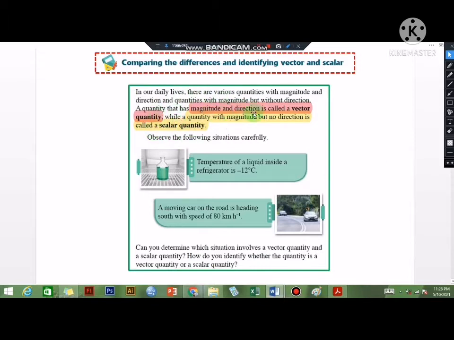Okay, this one actually, for vector quantity and scalar quantity, you already learned in chapter 1 in the physics subject, isn't it? So if you can recall back from what you have learned during your physics subject, then you can apply it in this maths lesson. Okay, let me recall back to you. Vector quantity is a quantity that has magnitude and direction, while scalar quantity is a quantity with a magnitude but no direction. Okay, remember the two terms, which is vector quantity and scalar quantity.